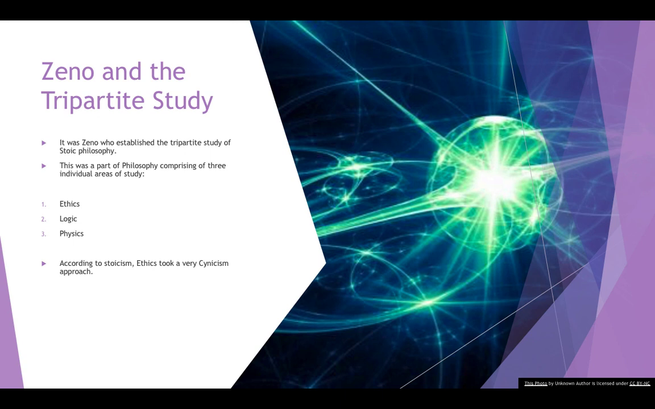According to Stoicism, ethics took a very cynical approach. According to Stoicism, the universe is permeated by an active and a passive principle. We're going to talk about the active and the passive in lesson 4 or 5, I believe. Moreover, there was also a cosmic web of cause and effect that the Stoics believed in. The idea of causation is a web, so that one thing causes multiple things, and they are all also in tandem causes within themselves. Okay.